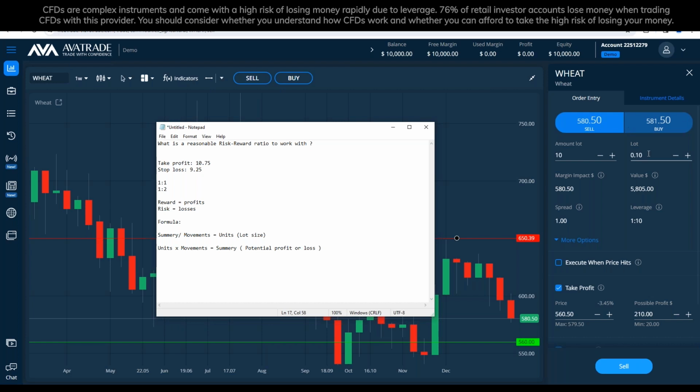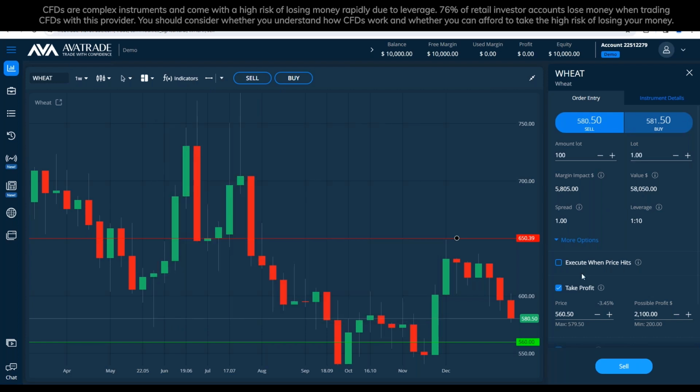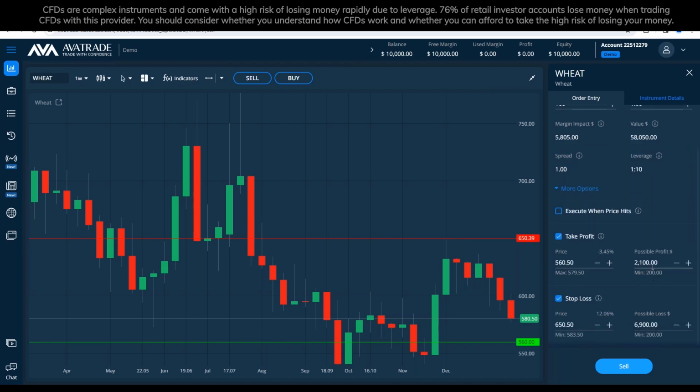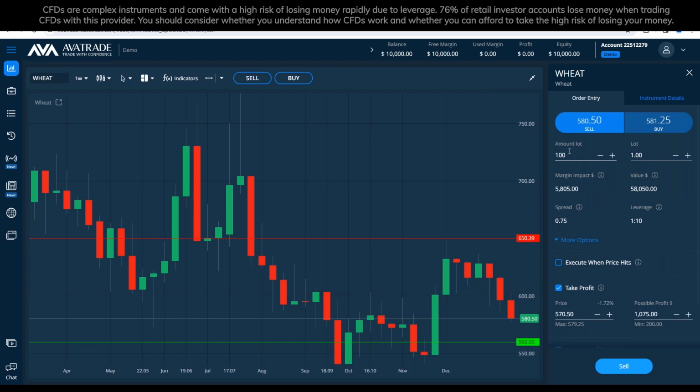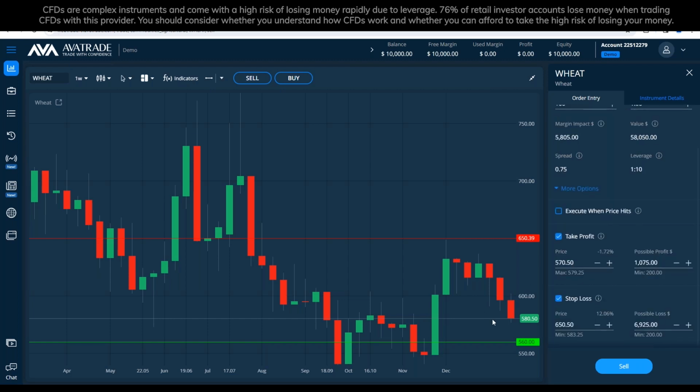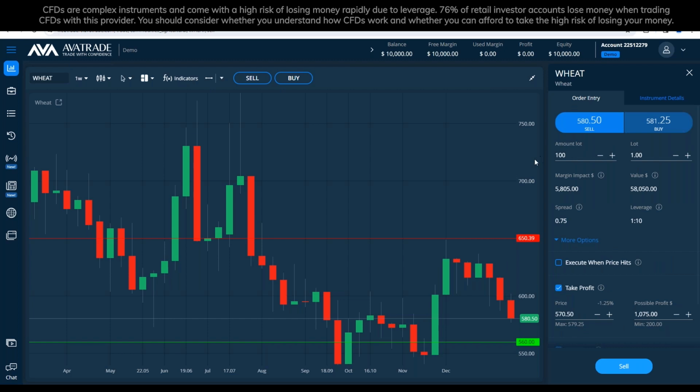So if you're going to take one lot and it goes up $10, you're going to make, oh, this is 20. Okay, let's make it 10. Sorry. So if I have 100 units, one lot, I have 100 units, and it goes up $10, I'm going to make $1,000. If it goes, God forbid, against me $70, I'm going to lose $7,000. That's how the multiplier works. Very nice.